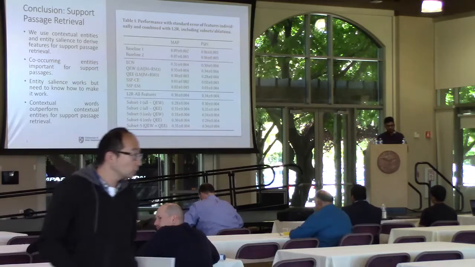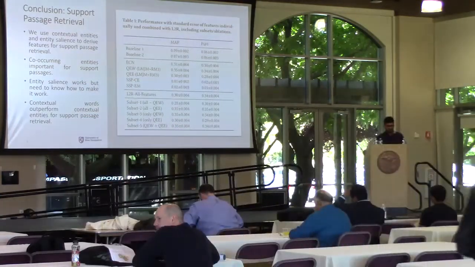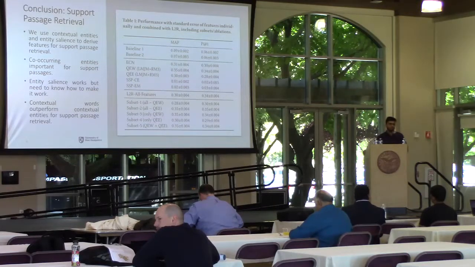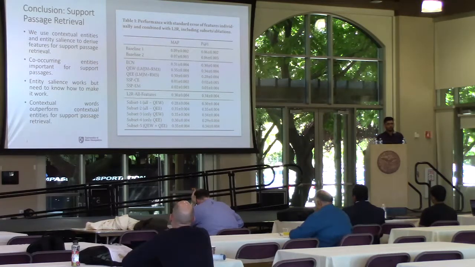We found that co-occurring entities are important indicators for support passages in our approach. Entity salience does work, but you have to know how to make it work, because most of the time in the candidate set of passages that you retrieve, there will not be passages which are salient for the entity. So in that case, the quality of the candidate set becomes important. And contextual words outperform the contextual entities for support passage retrieval.